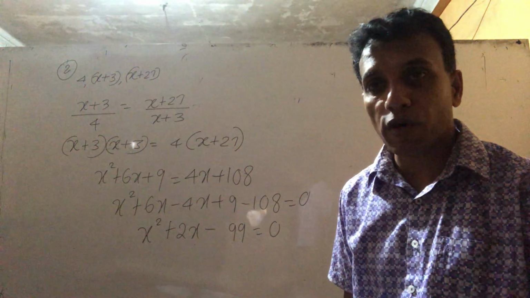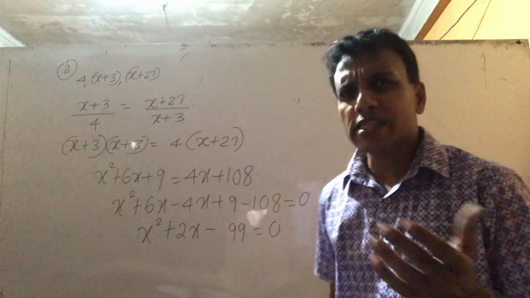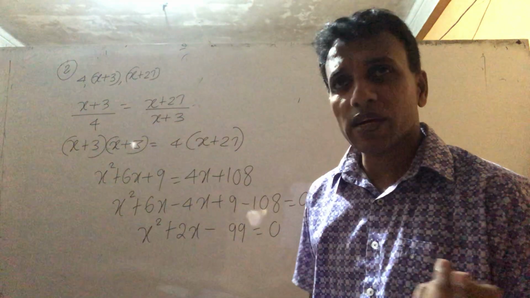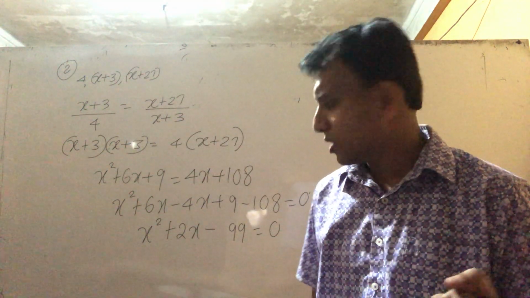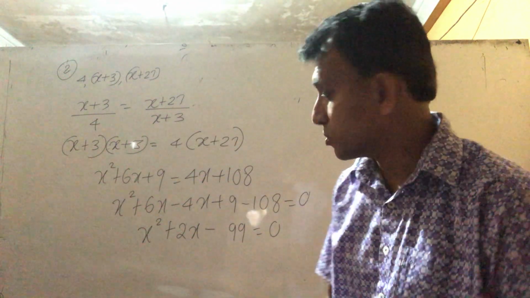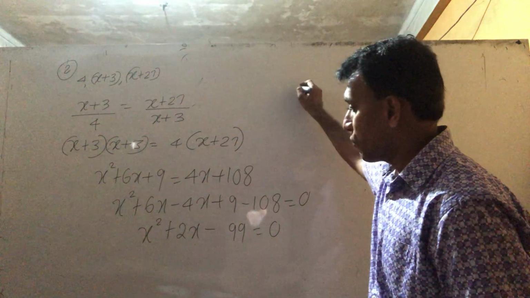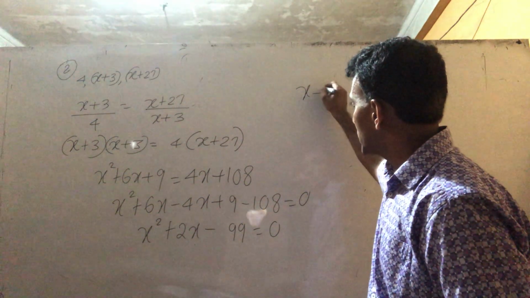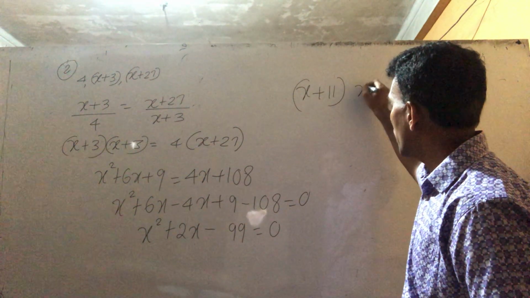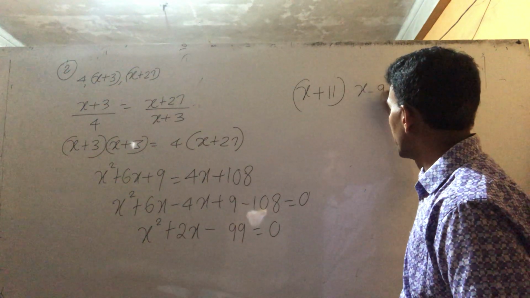Grade 10 maths, quadratic. Multiples of 99: 1 times 99, 3 times 33. I think 11 and 8. Okay, 11 and 9. 11 and 9. So factorize. If you factor it, what does it become? x plus 11 times x minus 9.